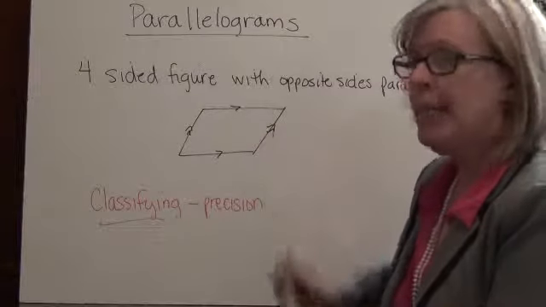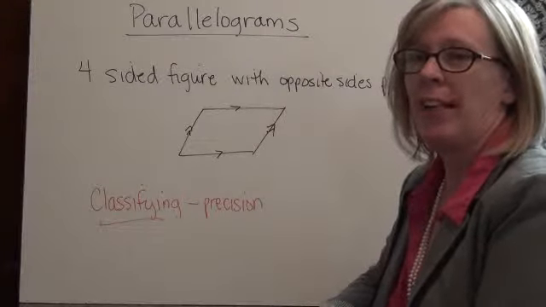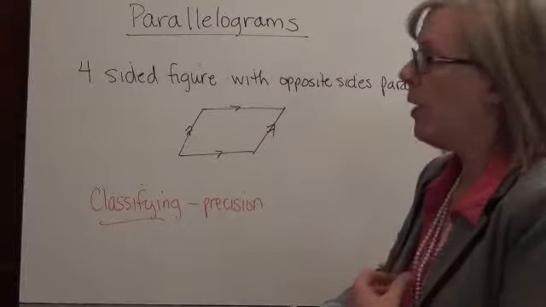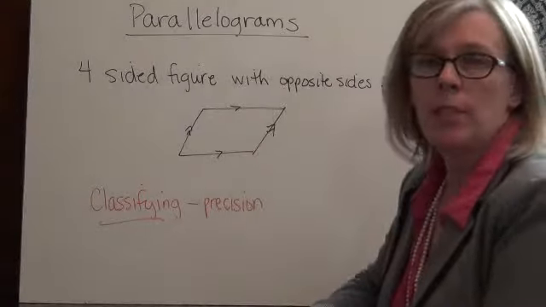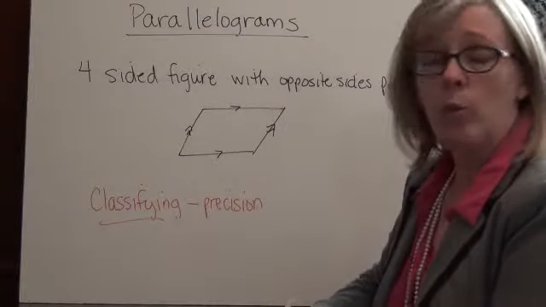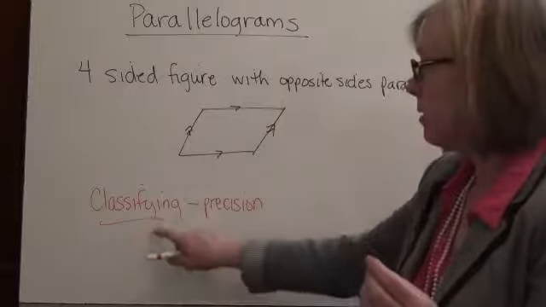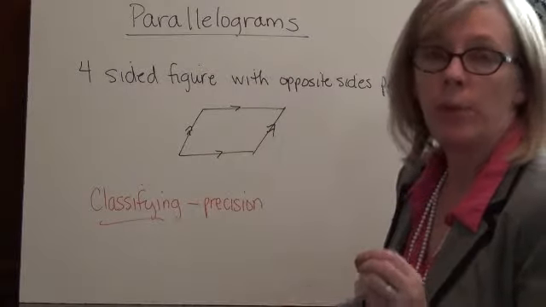Now, in this unit, what I've generally found is that students are not being very precise with their language. So if I were to draw this shape, I'd have some students tell me, oh, that's a square, or that's a rectangle. There are distinct differences in classification that require us to be very precise.